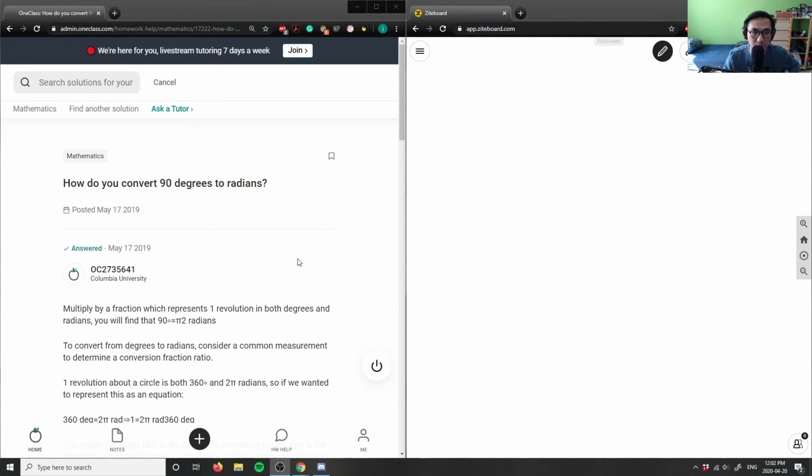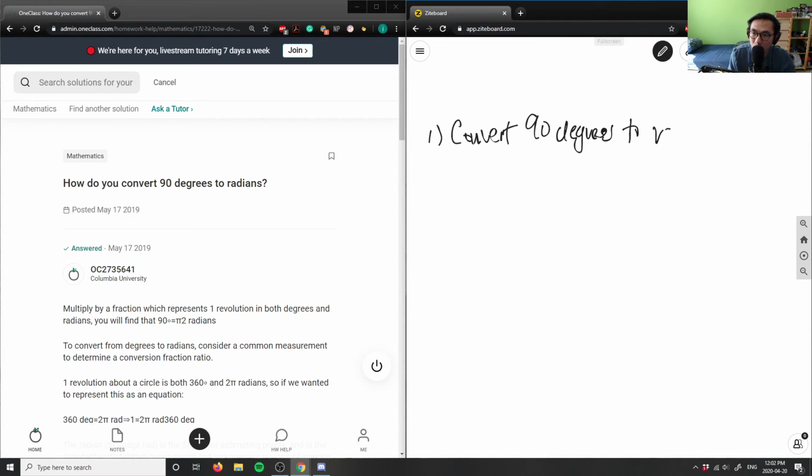Okay, so the first question comes in. It's asking, how do you convert 90 degrees to radians? I'm not going to write out the full question. Convert 90 degrees to radians. So take a moment to think about this.